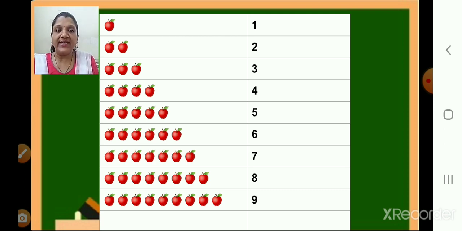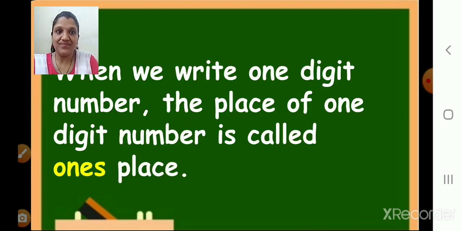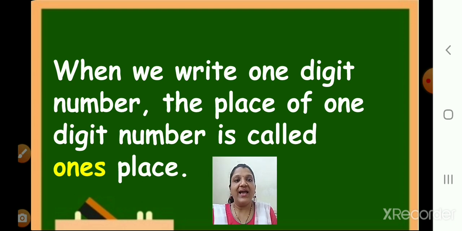If you look at it, you will see that these are 1-digit numbers. And the place where we write these 1-digit numbers is called ones place. Hence, when we write a 1-digit number, the place of the 1-digit number is called ones place.